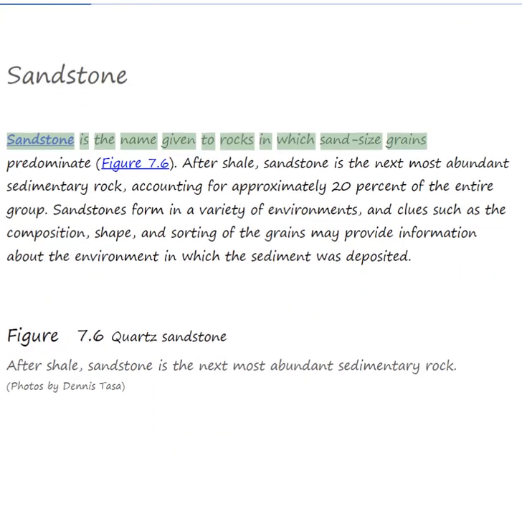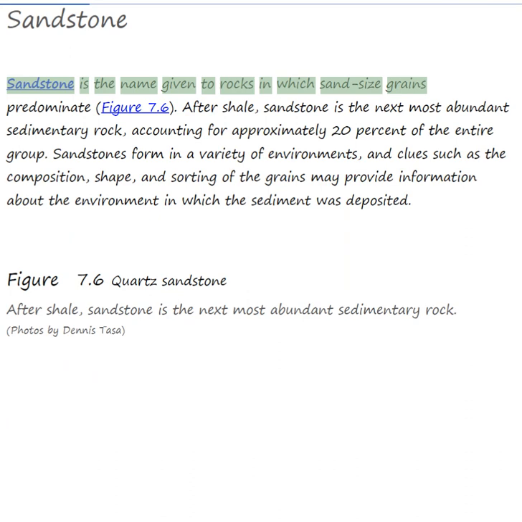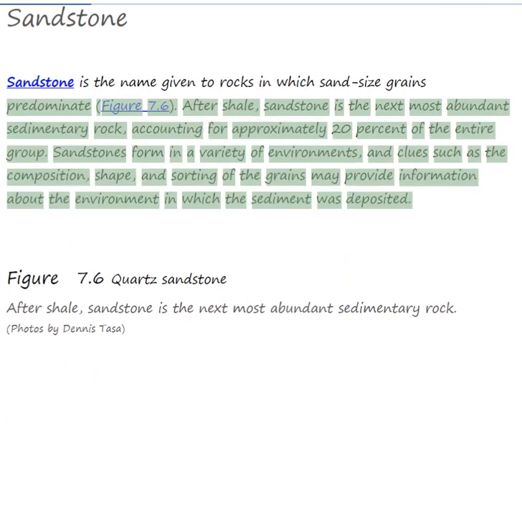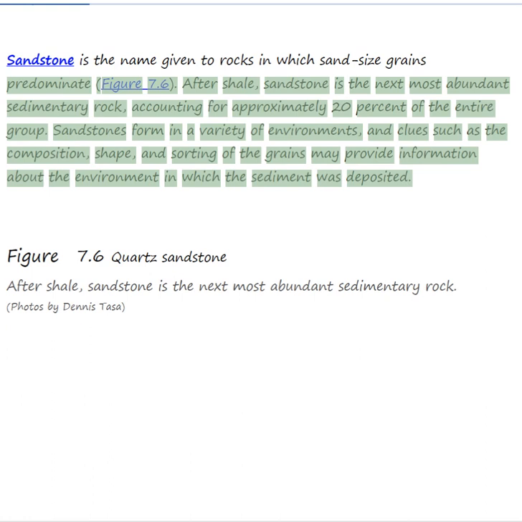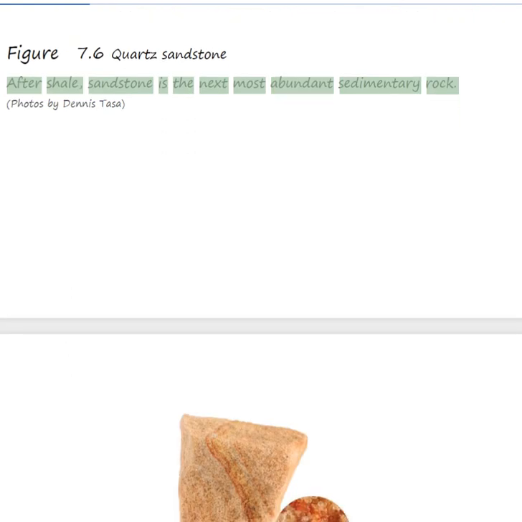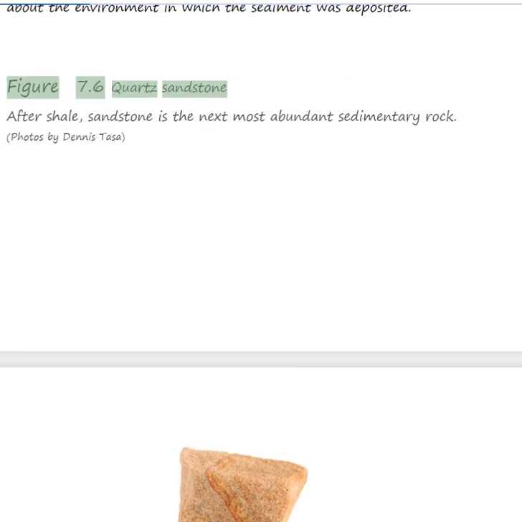Sandstone. Sandstone is the name given to rocks in which sand-sized grains predominate. After shale, sandstone is the next most abundant sedimentary rock, accounting for approximately 20% of the entire group. Sandstones form in a variety of environments, and clues such as the composition, shape, and sorting of the grains may provide information about the environment in which the sediment was deposited. After shale, sandstone is the next most abundant sedimentary rock. Figure 7.6 Quartz sandstone.